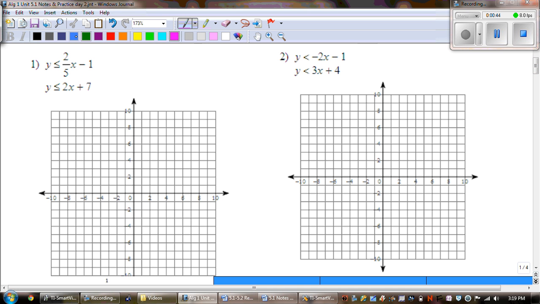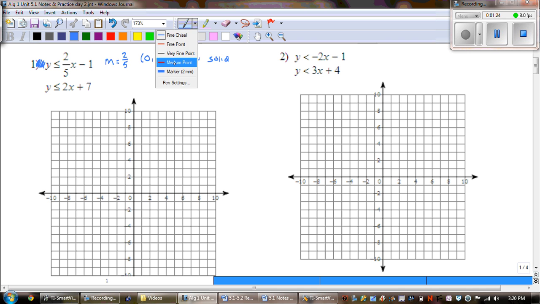Now, the first line here, I'm going to shade in blue. A couple things that we need to know about that line. I need to know what the slope is. The slope is connected to the x, which means it's 2/5. And I need to know my y-intercept, which is (0, -1). Now the next thing we're going to do is look at that inequality. That inequality tells me it's less than, so we're going to shade below. And since it has the less than or equal to, we're going to have a solid line.